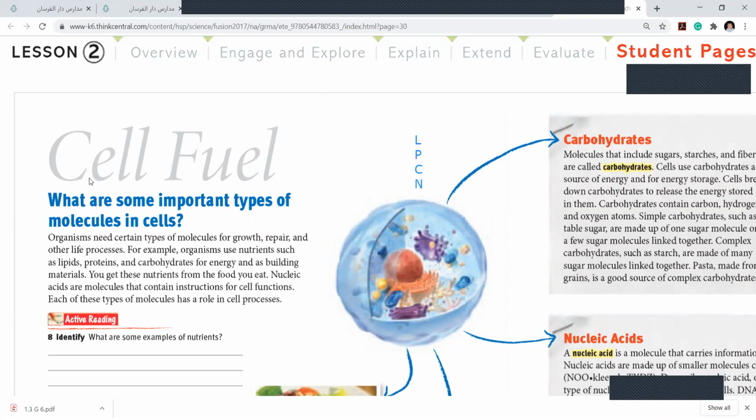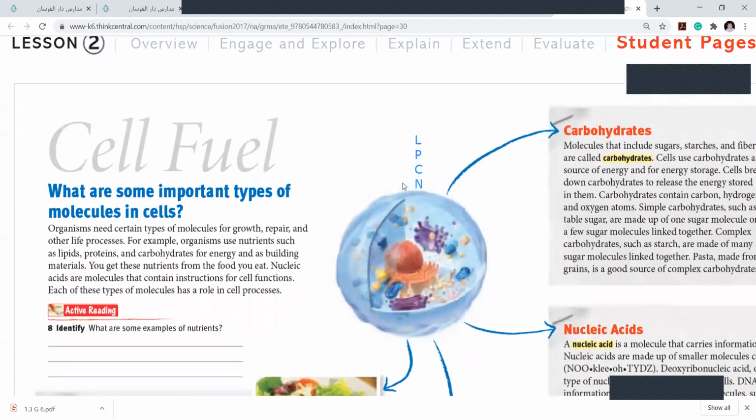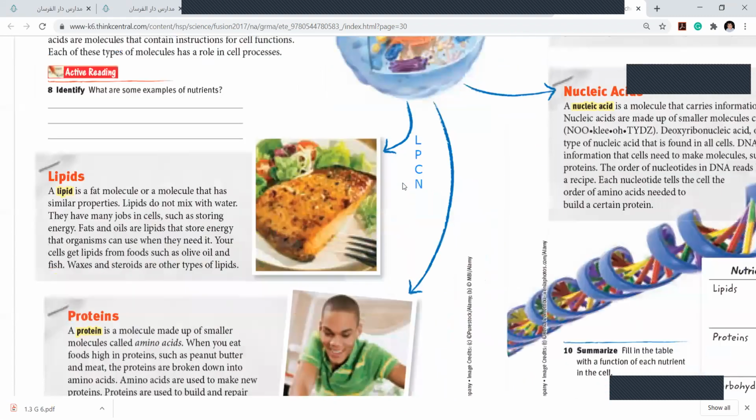Girls, we call it cell fuel. Why? Because the cell needs it to repair. If cells do not get these 4 things properly, they cannot repair or fix themselves. They cannot grow properly. Okay? So, LPCN. What is LPCN?